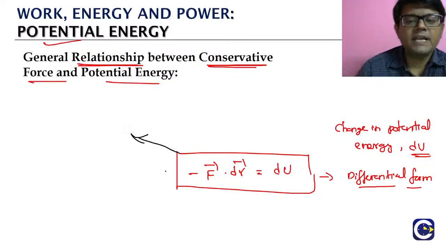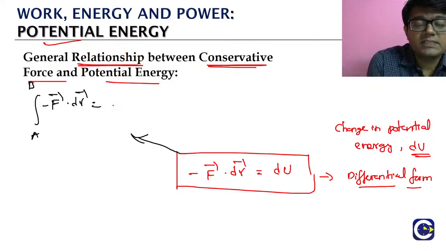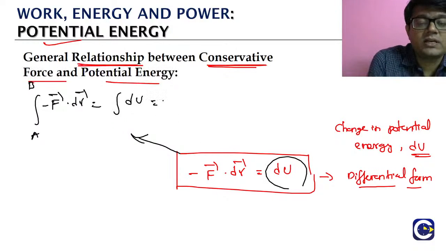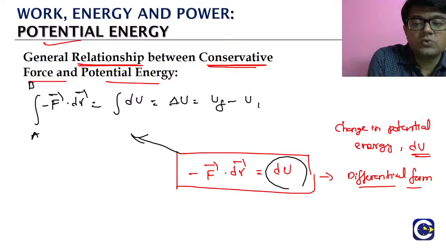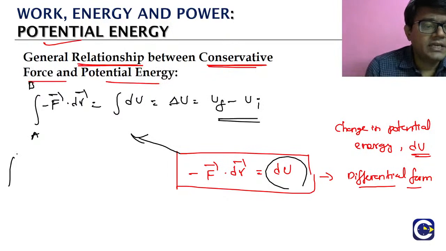Now we integrate the expression. If you do the integration from the initial limit to the final limit, minus F dot dr integrated, on the right side we get the integral of dU, the small changes in the potential energy. That will give us the total change in the potential energy, which is U final minus U initial. So what is the integral form?